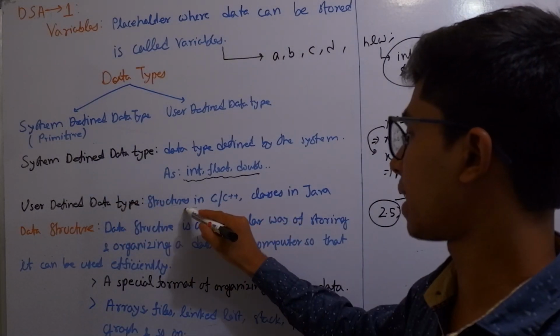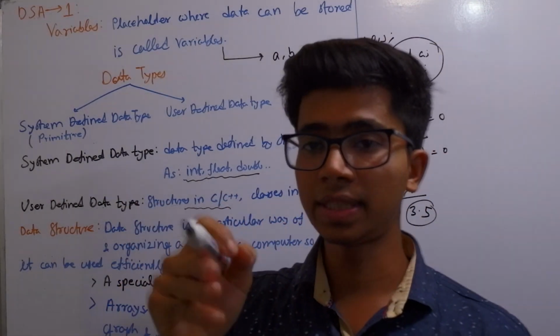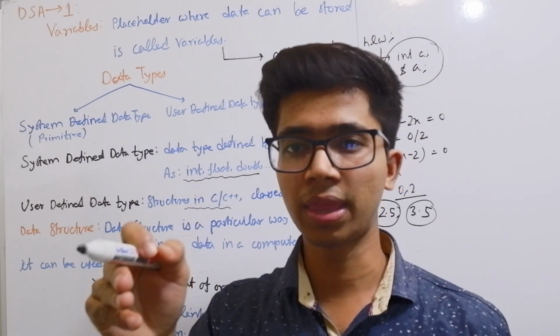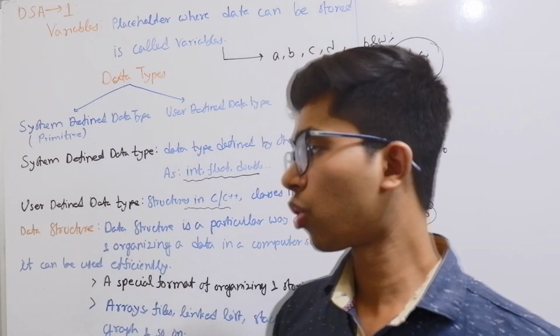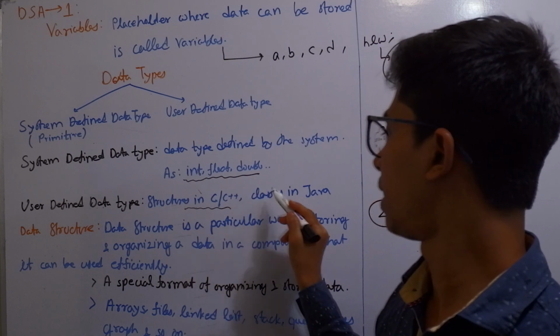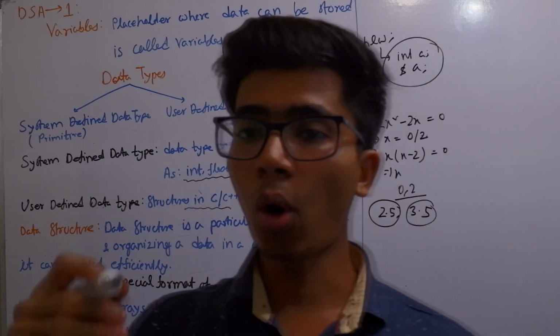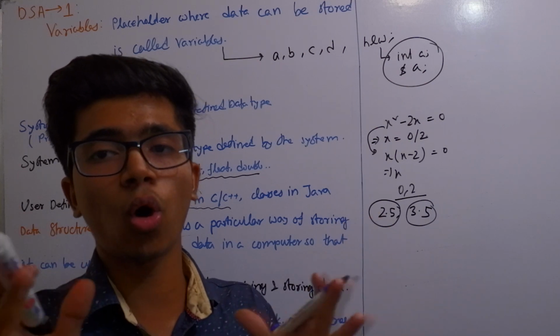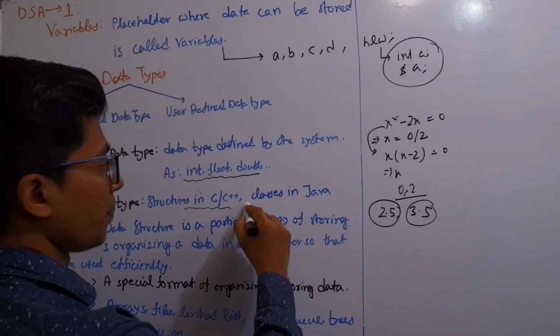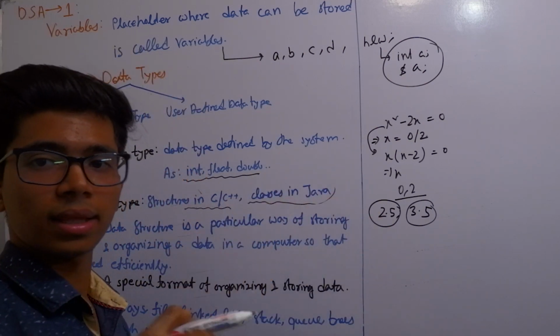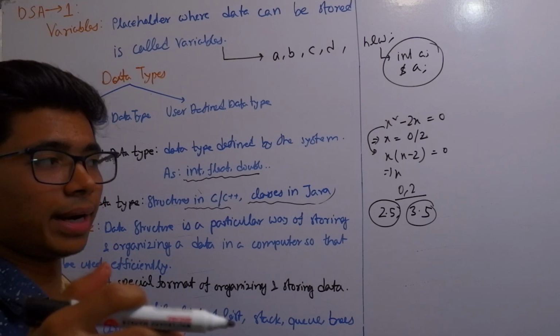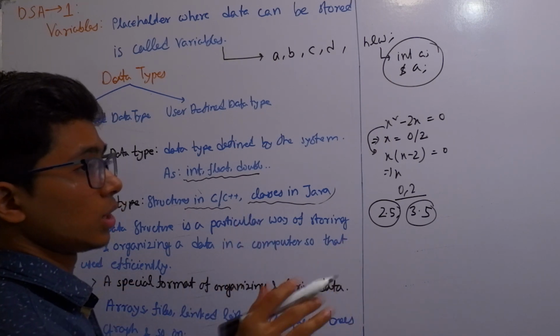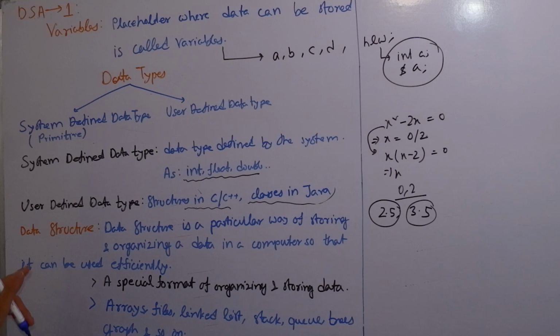Examples are structures in C++. You have already studied struct and enum in C and C++, which are defined by us. Another example is classes in Java. We all know that everything in Java is about classes. A class is also a user defined data type, because the class is defined by us.